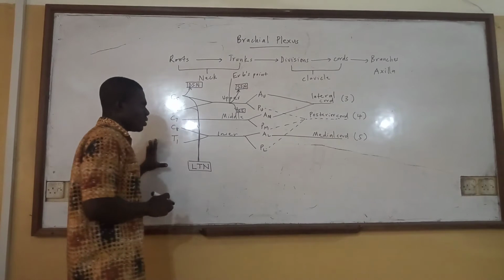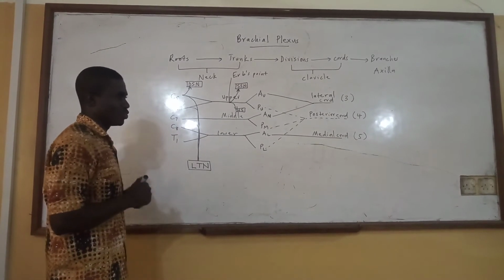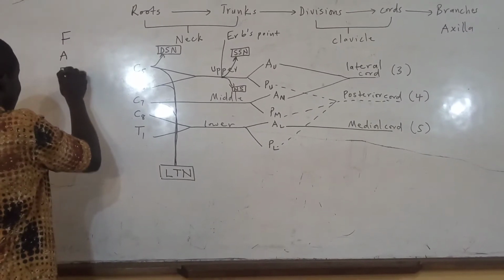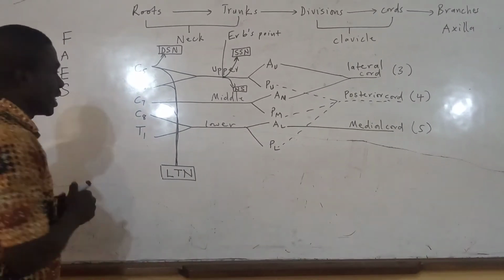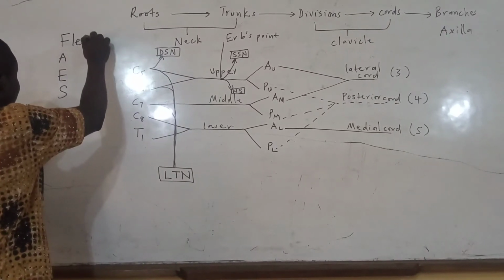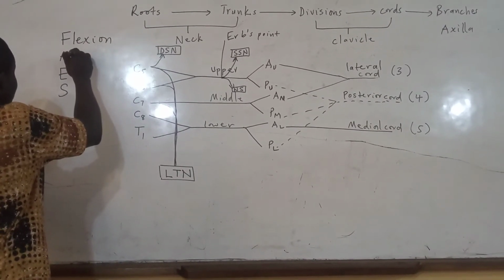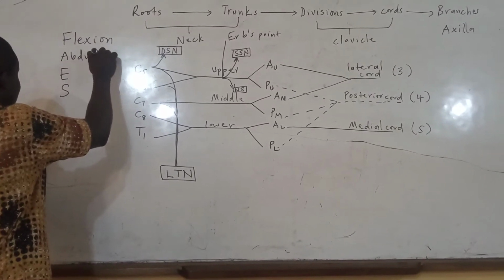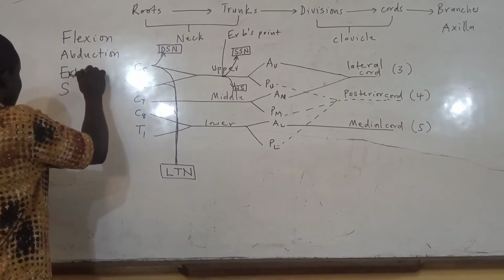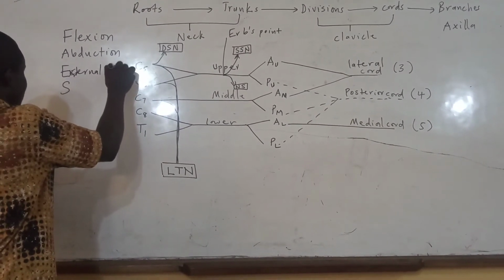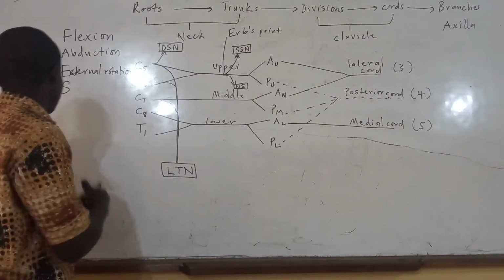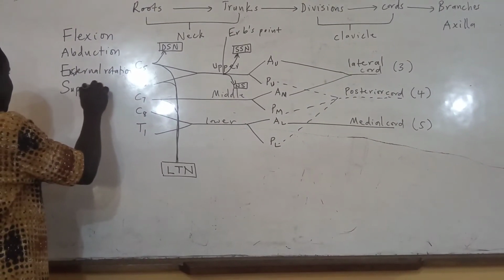But what will be the movements which will be lost? The movements are presented with the mnemonic FAES. FAES will help us remember the movements which are lost. F is for flexion, A is for abduction, E is for external rotation, or simply lateral rotation, and then S is for supination.